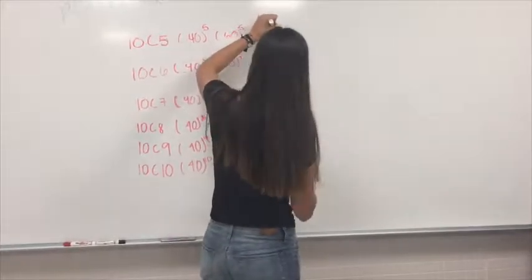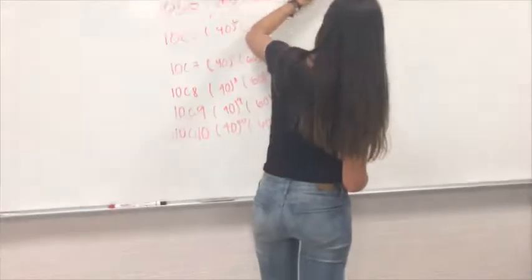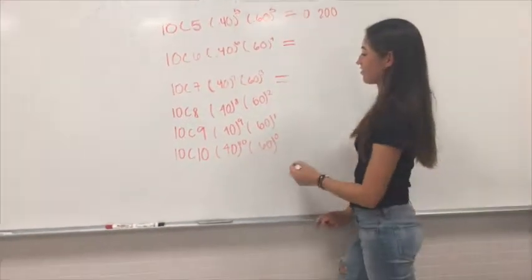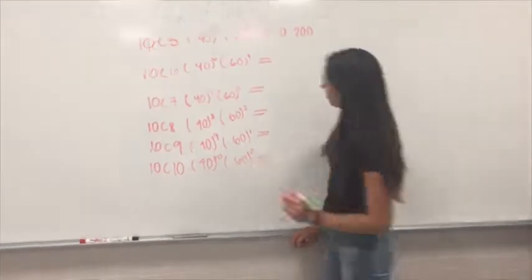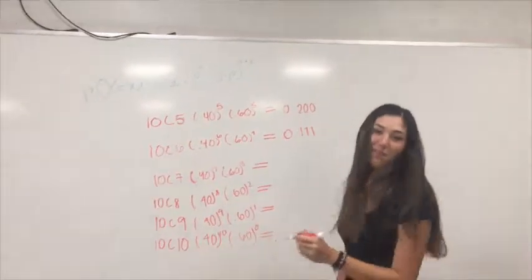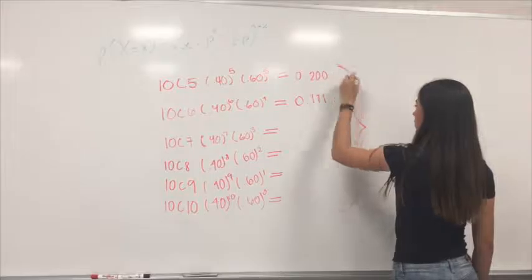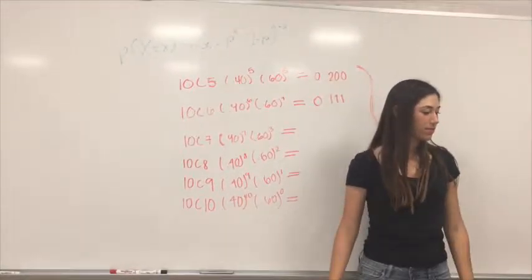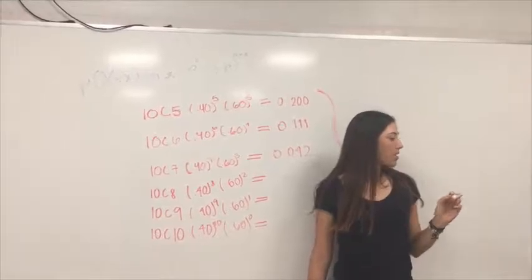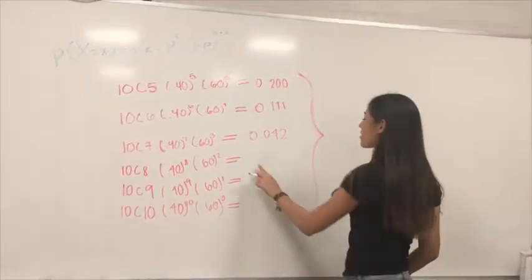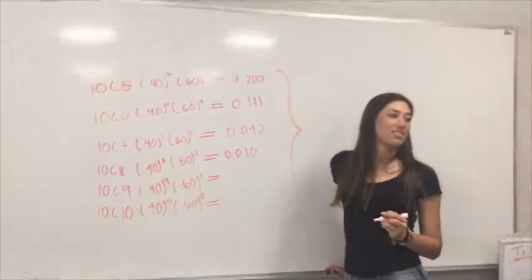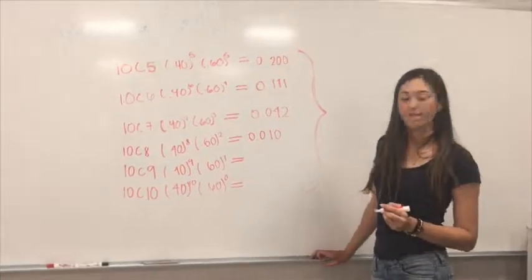In this problem, we will explain what is the probability of at least half of the persons having pets. That is 10c5 times 0.40 to the power of 5 times 0.60 to the power of 5 equals 0.200. 10c6 times 0.40 to the power of 6 times 0.60 to the power of 4 equals 0.111. 10c7 times 0.40 to the power of 7 times 0.60 to the power of 3 equals 0.042. 10c8 times 0.40 to the power of 8 times 0.60 to the power of 2 equals 0.010.